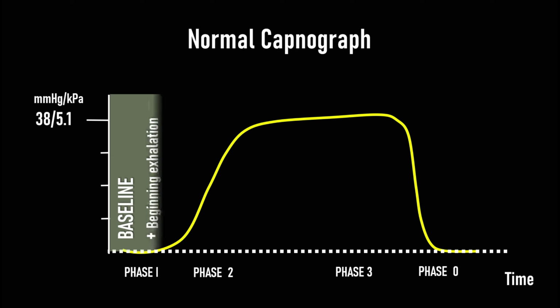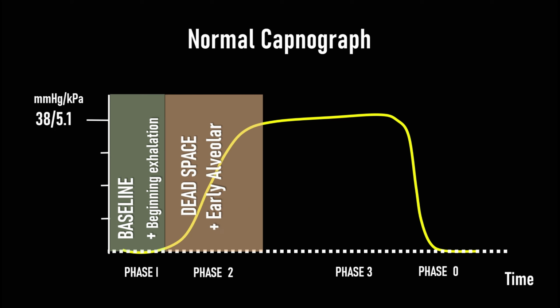Phase 1 is the baseline. That represents the beginning of exhalation, where air from the anatomical dead space that contains very little carbon dioxide is exhaled, so the CO2 level is close to zero during this phase. Phase 2 is the expiratory upstroke. It is a transition period where exhalation of dead space air mixes with alveolar air containing CO2. The CO2 concentration rapidly rises during this phase.